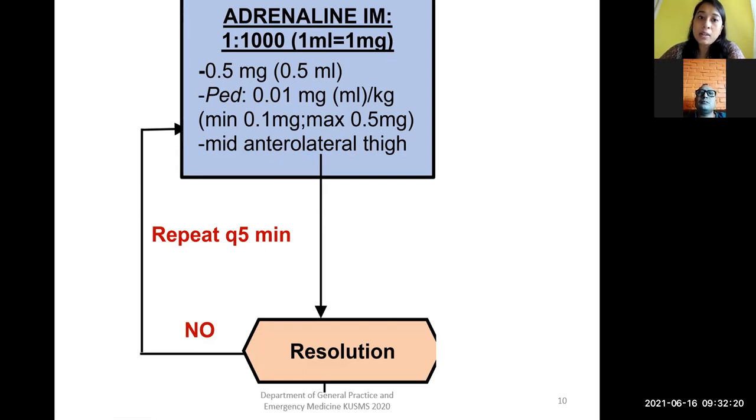If it's a child, then we calculate it as 0.01 milligram per kg. So let's say if it's a 20 kg child, then we need 0.2 milligram or ml of this concentration of adrenaline. We do not dilute even in pediatric cases. We give it right IM stat. And then we reassess the patient every 5 minutes and we hope for resolution.